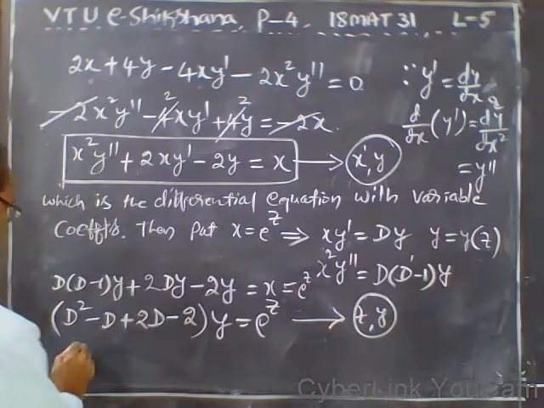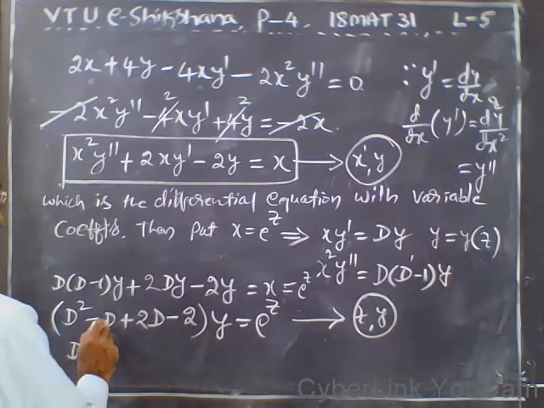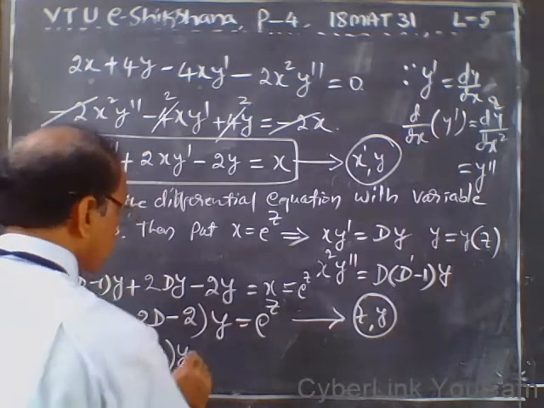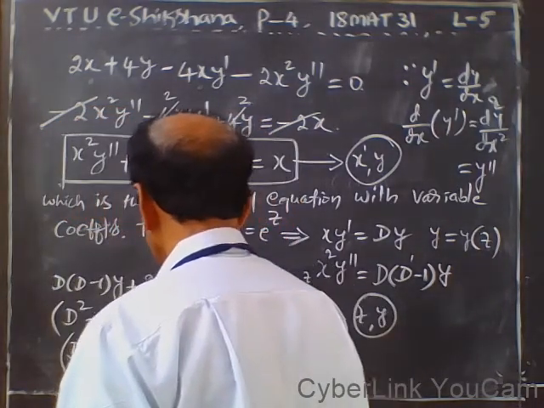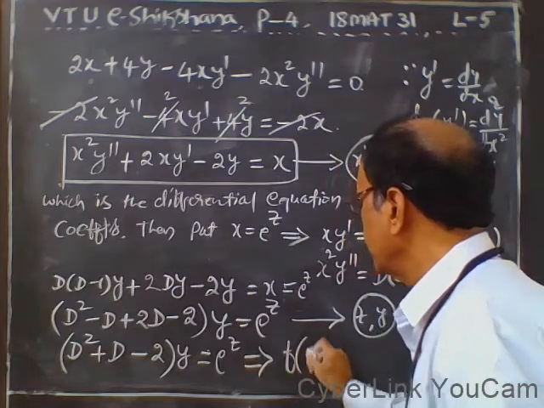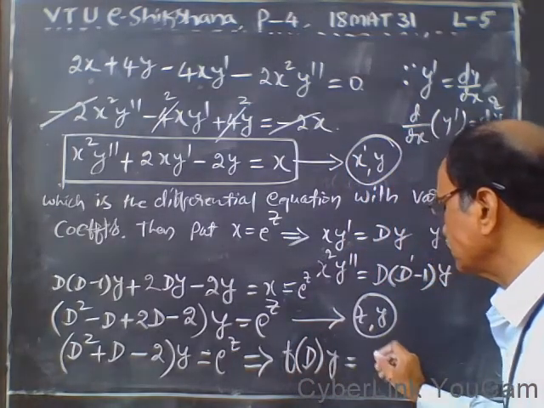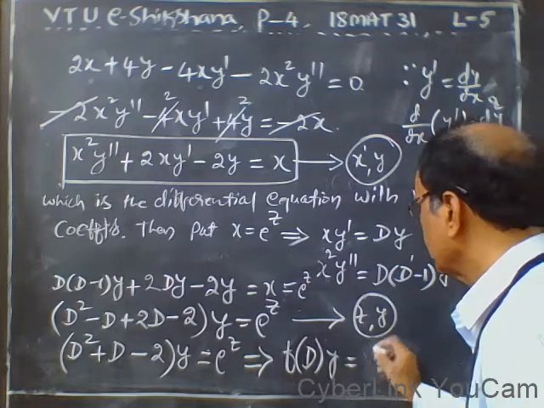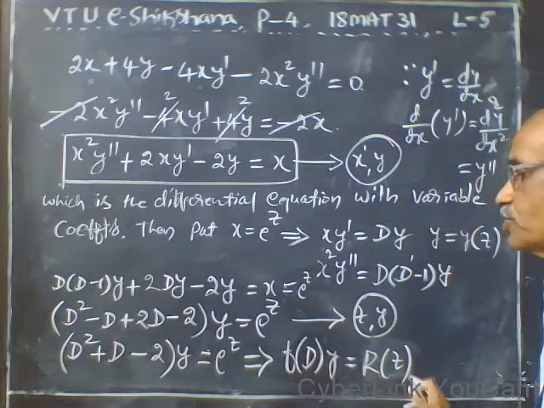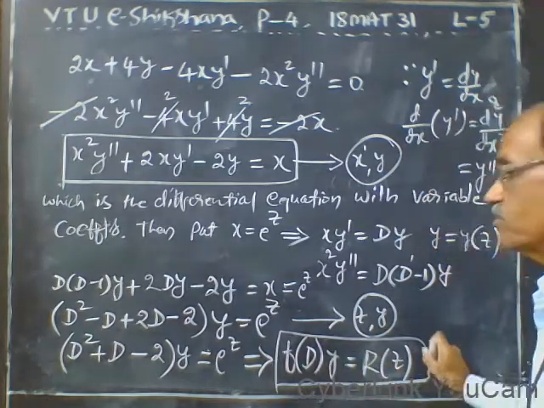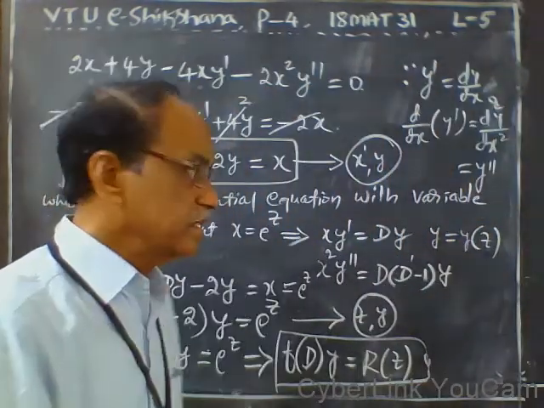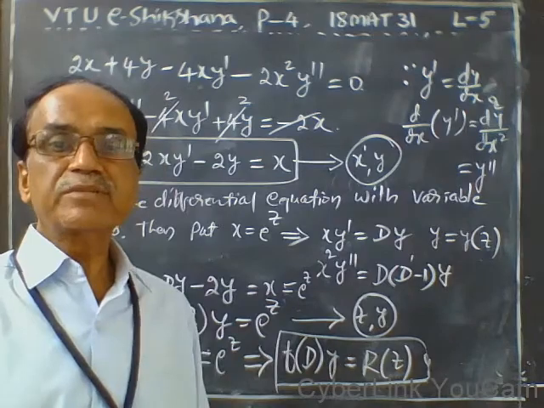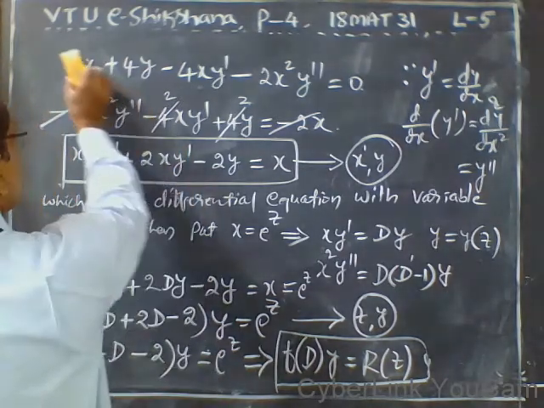Then further simplification gives us d square minus d plus 2d gives plus d, and minus 2, operating on y is equal to e to the power z. This is nothing but f of d operating on y is equal to r of z, a function of z. This is a standard notation where you can compare, that is, a function of d. So the solution will be a linear combination of the complementary function plus the particular integral.